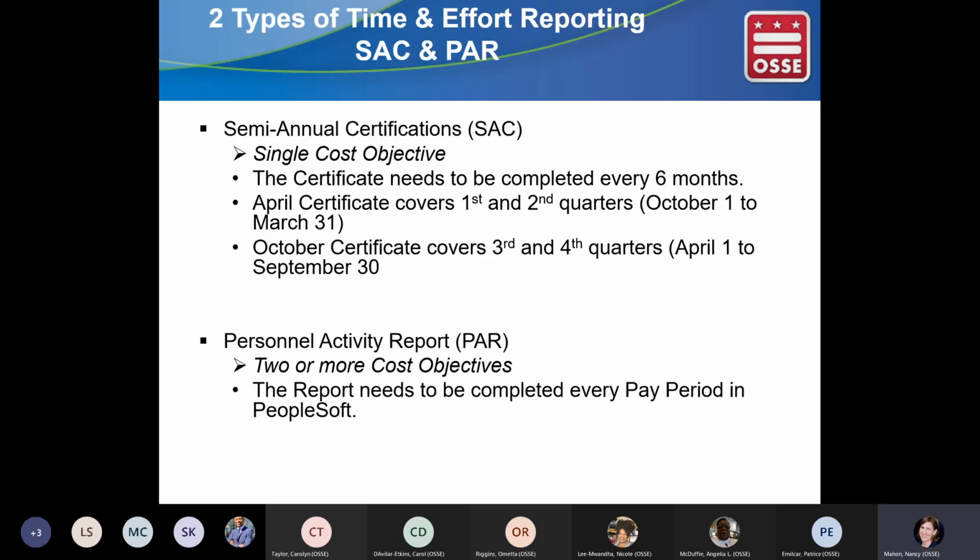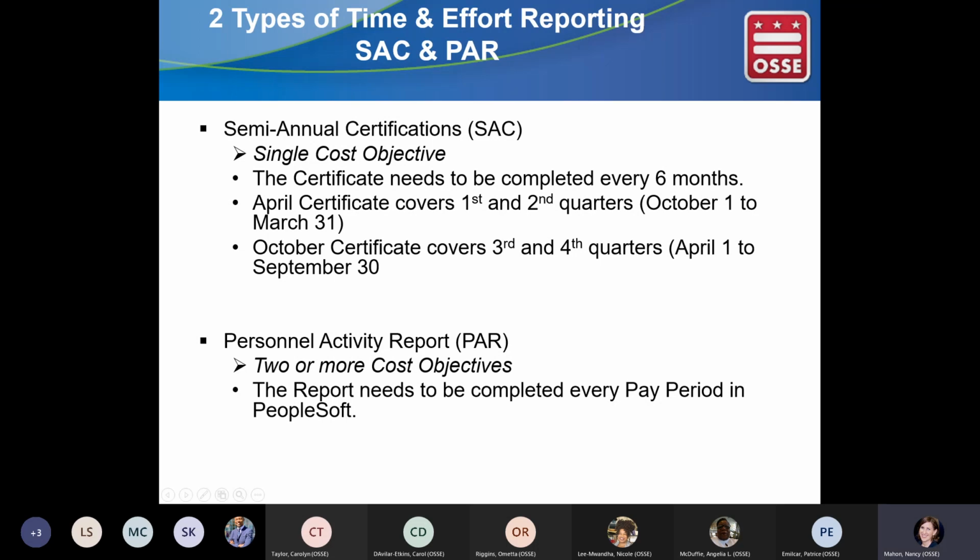Many of our staff are paid with federal funds here, like a lot. So I think most of you on here are familiar to me for being on those federal funds. We have 2 types of time and effort reporting. We have something called the SAC, which is the Semi-Annual Certification, and that's for people who work on a single cost objective. This certificate needs to be completed every 6 months. The first certificate covers the first half of the fiscal year, so it ends on March 31st, and I usually get those out to you in April. The second half ends September 30th, and we try to get that out in October.